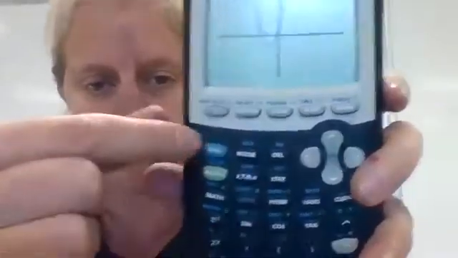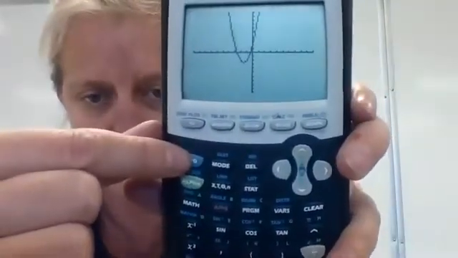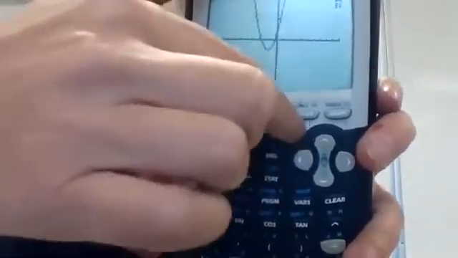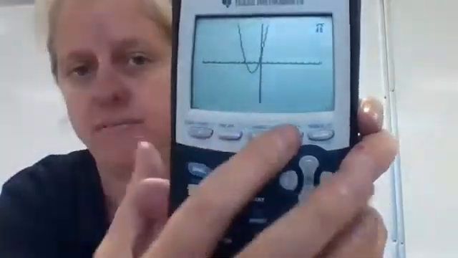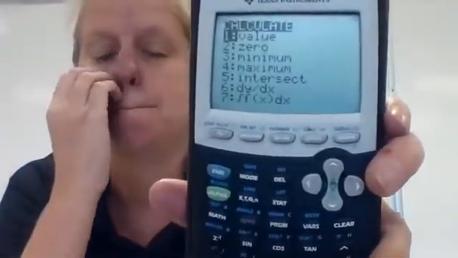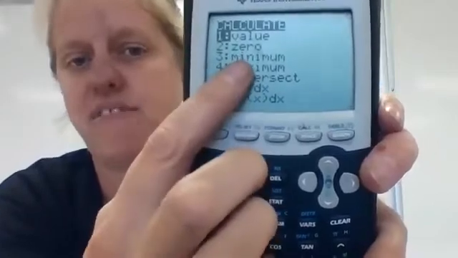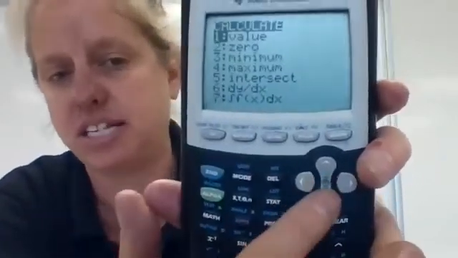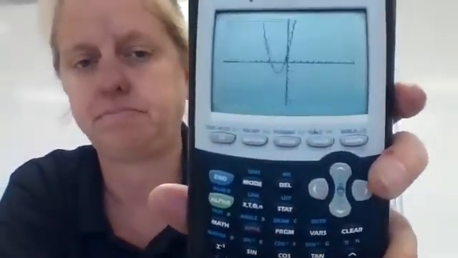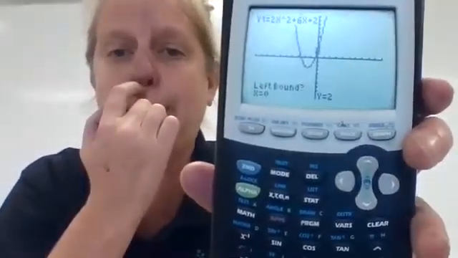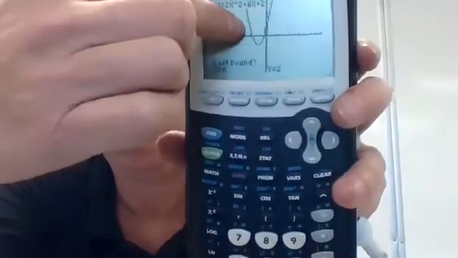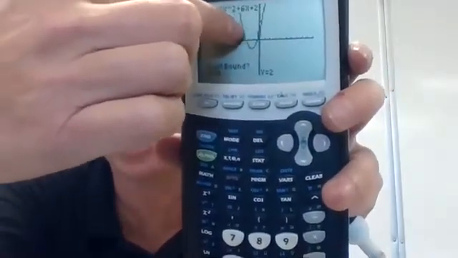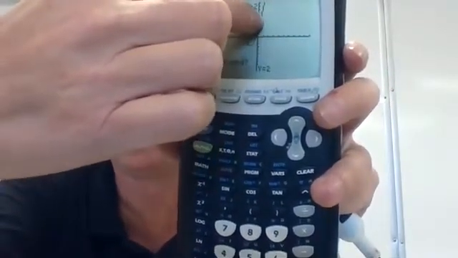We want to find the minimum by hitting our second button and then calc right here. It's the trace button. It's going to give us a lot of options. I want to find the minimum, right? Since the vertex is the bottom point. Now it's going to ask me two things. What it's wanting me to do is have my cursor be on the left side, and then it wants me to move it over to the right.